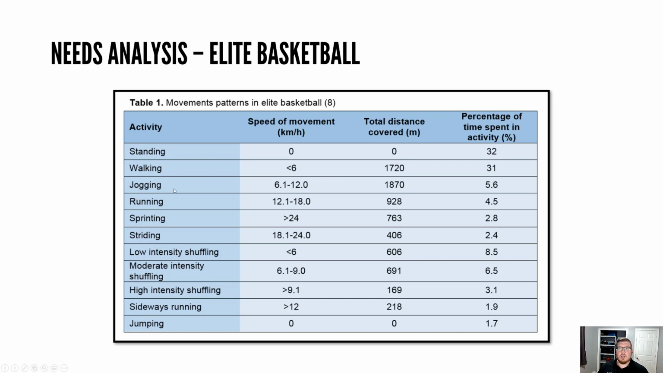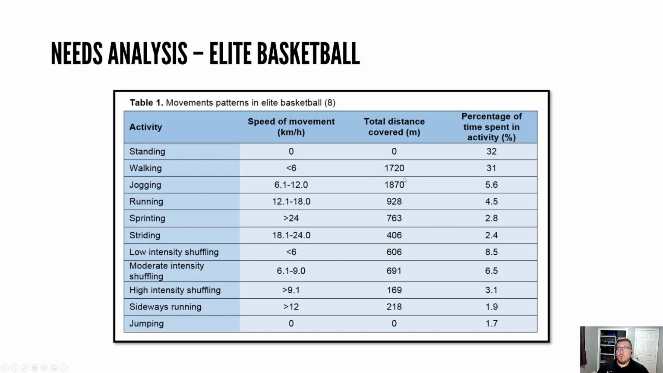We then move on to walking, jogging, running, sprinting, striding, low-intensity shuffle, moderate-intensity shuffling, high-intensity shuffling, sideways running, and jumping. So we can see the breakdown here of the speeds the individuals reach during these movements. So in sprinting, they're at greater than 24 kilometers per hour. And then at high-intensity shuffling, they're at greater than 9.1 kilometers per hour. So we can see that they reach some pretty high speeds of movement during the game. And then we can also see the total distance covered. So we can see here, jogging seems to be the highest distance covered within the game.